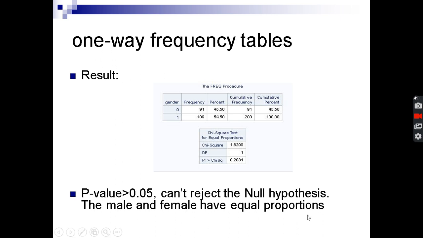And then here the p-value is greater than 0.05, so we do not reject the null hypothesis, which means that we are supporting that they have the same proportions. Male and female have the same proportions. The chi-square is the chi-square statistic, and df is the degrees of freedom.